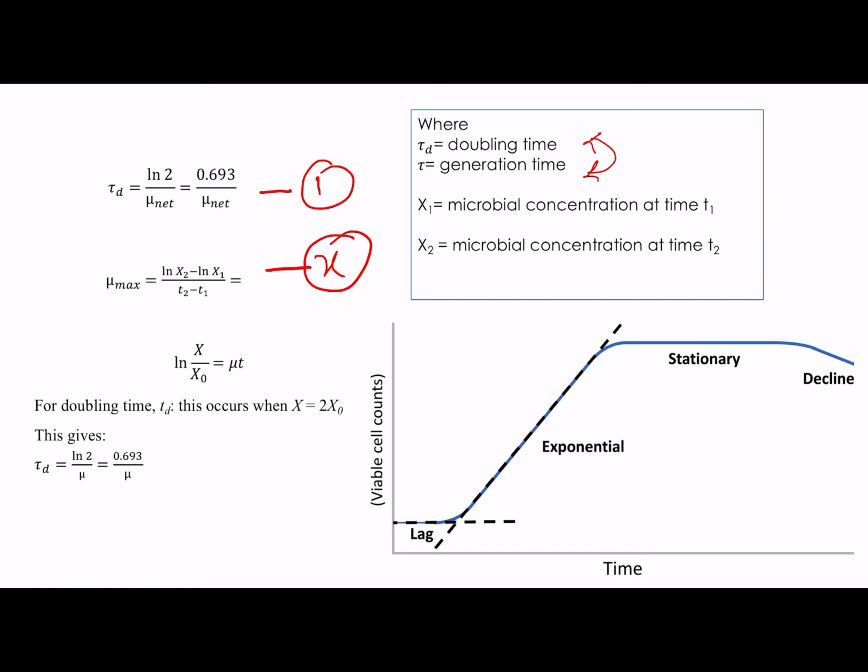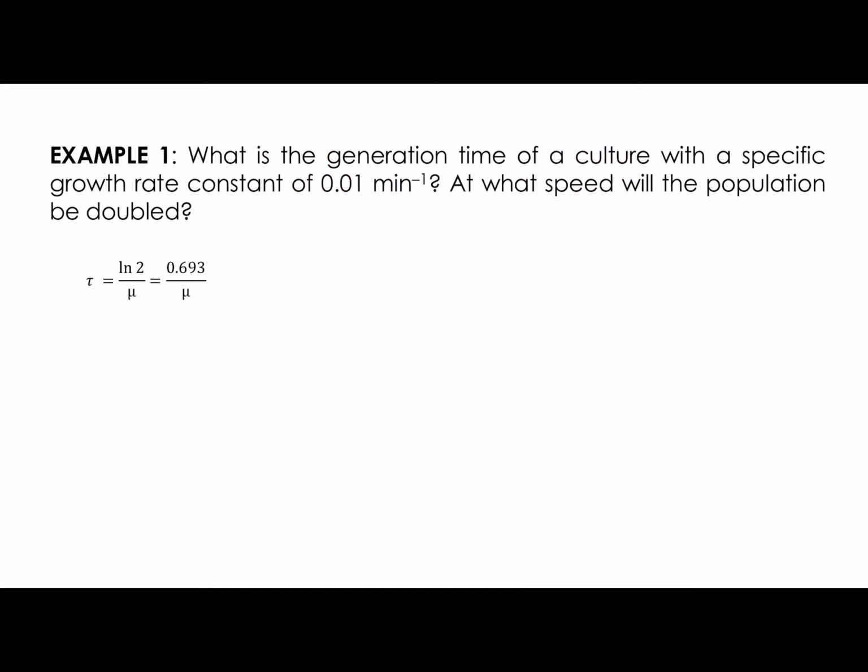Your x1 will be the initial concentration of your microbes, and then x2 will be the second concentration of your microbes, or your microbial cells. So on the y-axis we have our x, and on the x-axis we have our time. That means your tau values will be on that axis. So let's look at an example.